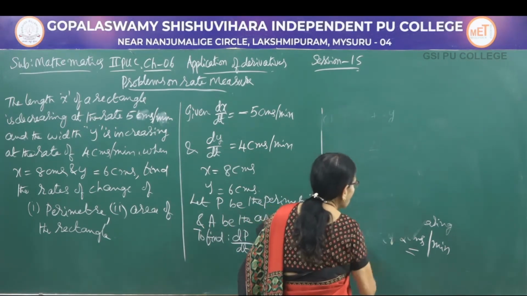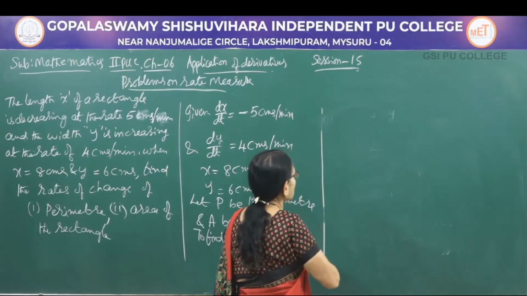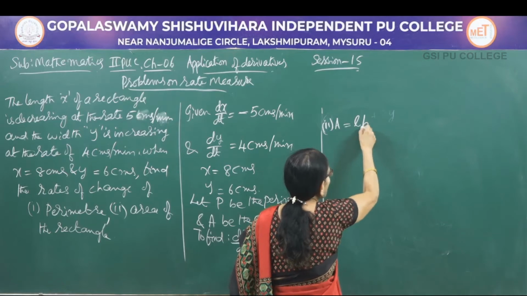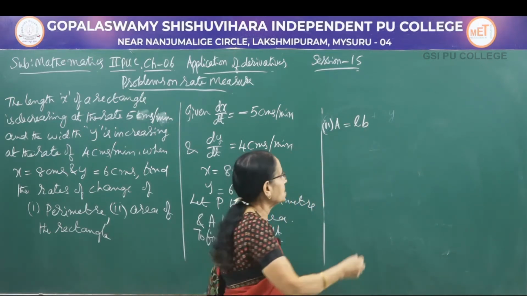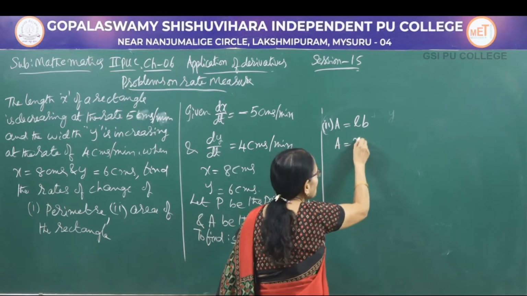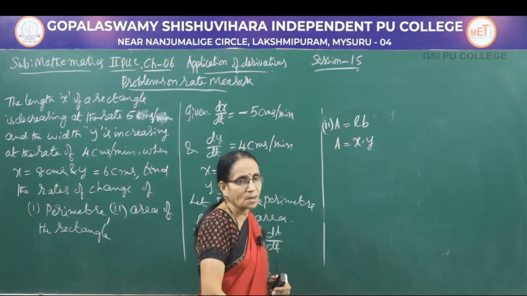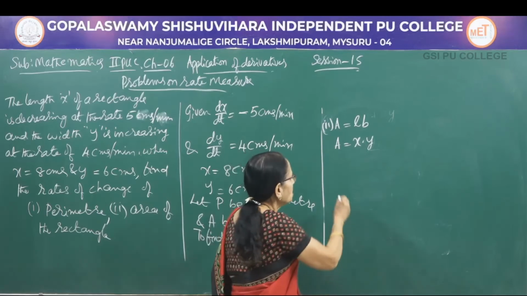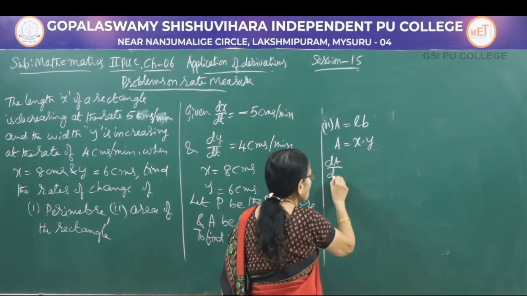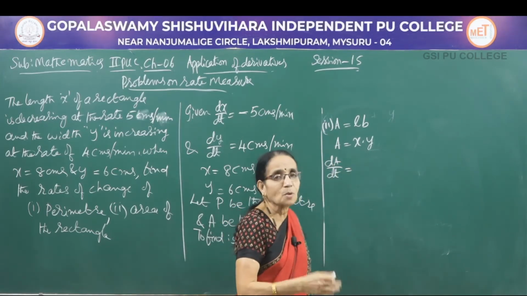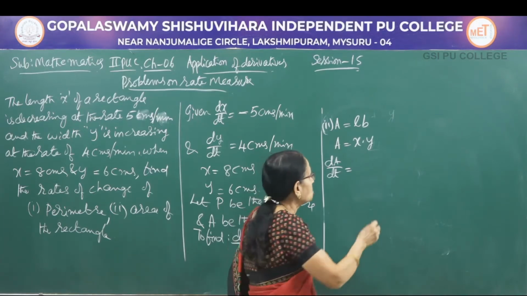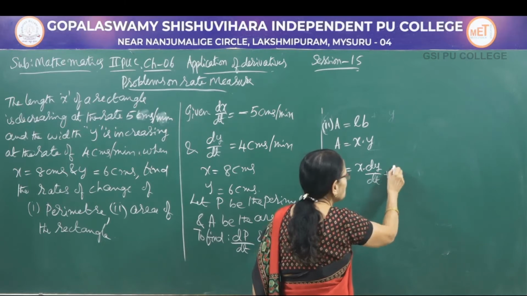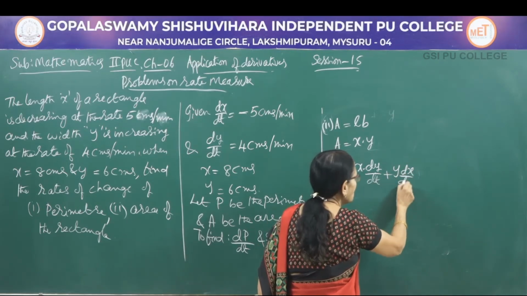Now, let me move on to the area. Area of a rectangle, the second one, is the area A. It is length into breadth, isn't it? In this case, the length has been given as x, and the width has been given as y. Now, differentiate with respect to t. But look here, both x and y are varying, they are variables. Therefore, you have to apply the product rule here: x into dy by dt plus y into dx by dt.